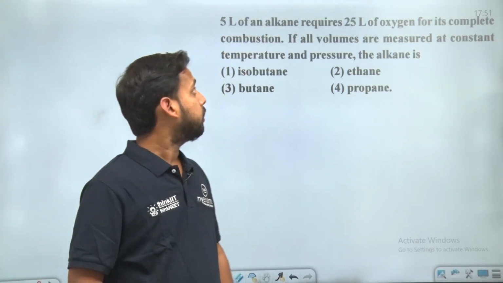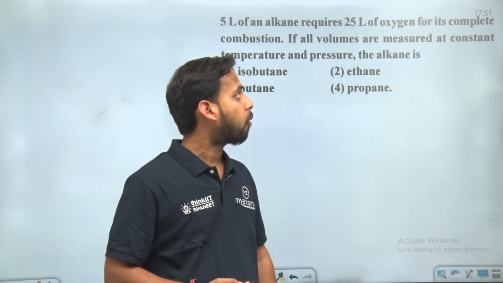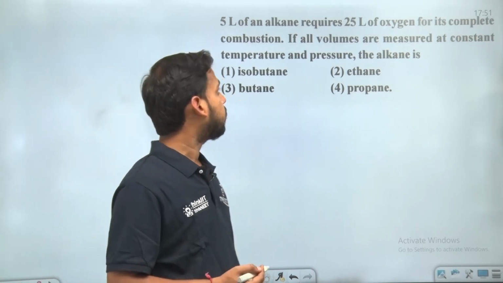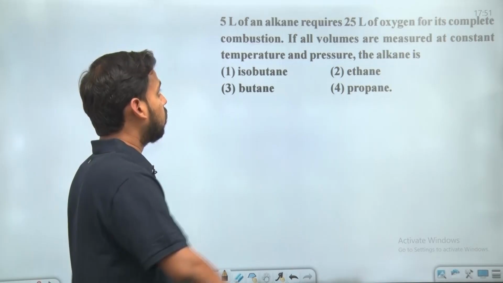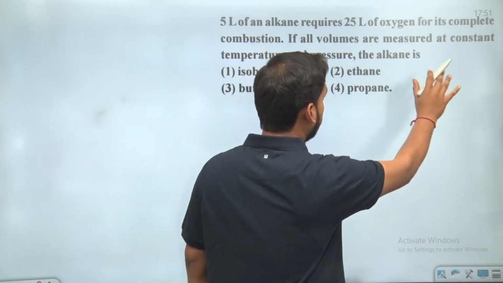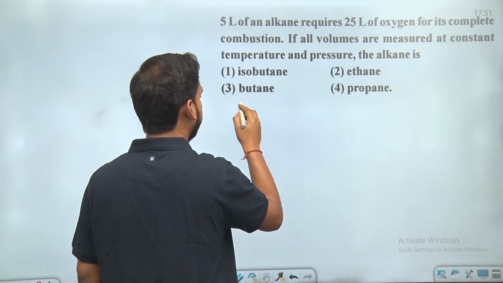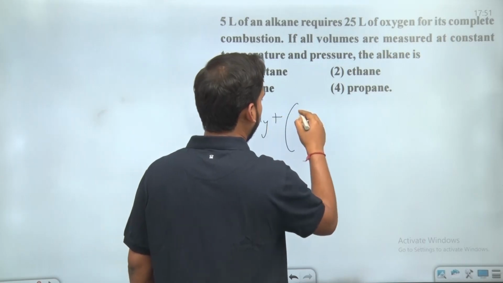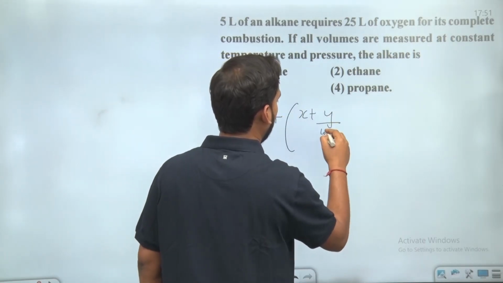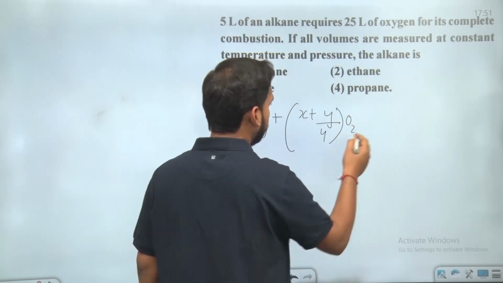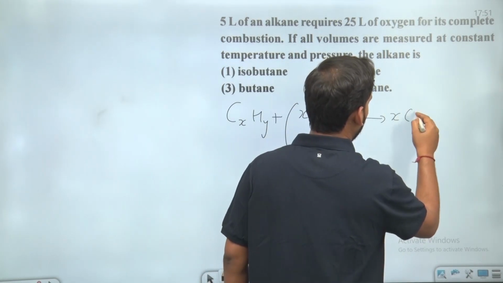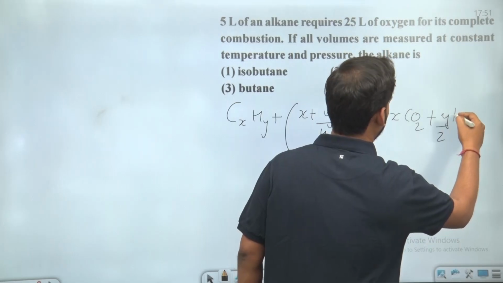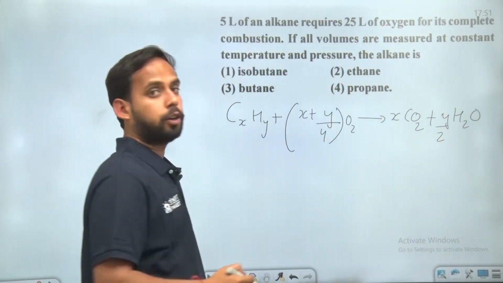Next question: 5 liters of an alkane requires 25 liters of oxygen for its complete combustion. If all volumes are measured at constant temperature and pressure, the alkane is? So we will write the hypothetical combustion reaction: CxHy plus (x + y/4) of oxygen gives xCO2 plus y/2 of H2O.